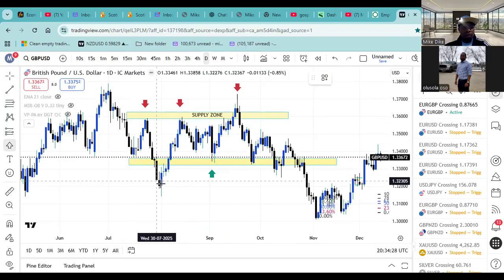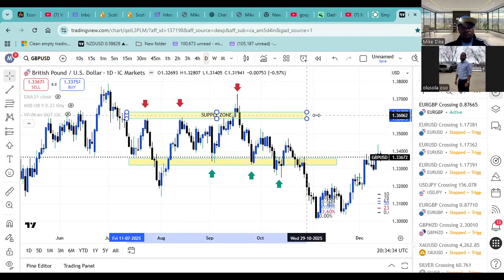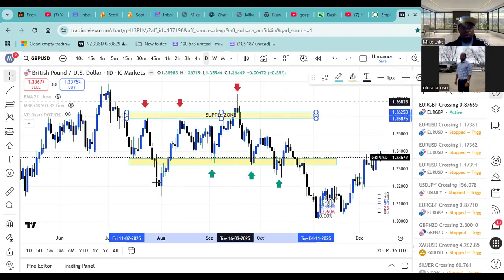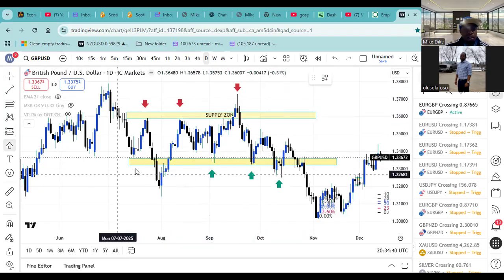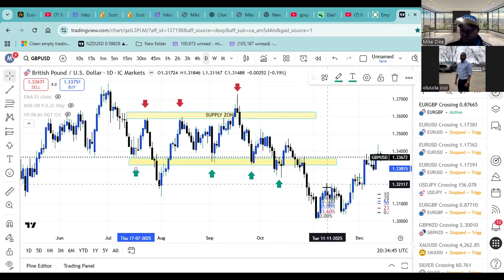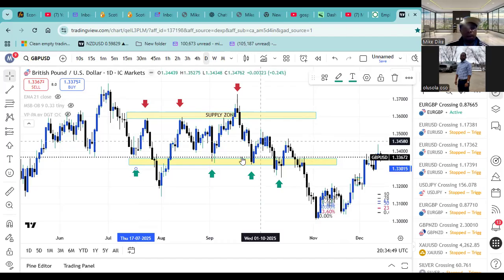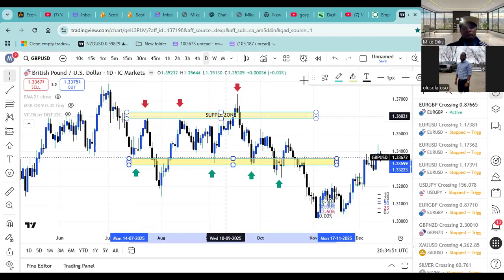Even if you have a wick here, it doesn't matter, it still touches. Sometimes those are liquidity sweeps, like this one, a sweep. It doesn't matter. Just know where it touches most, because that's where price is rejecting that area. So this is how I put it.